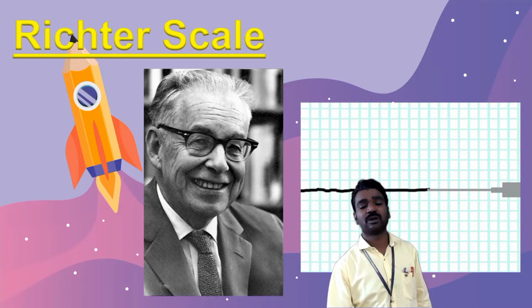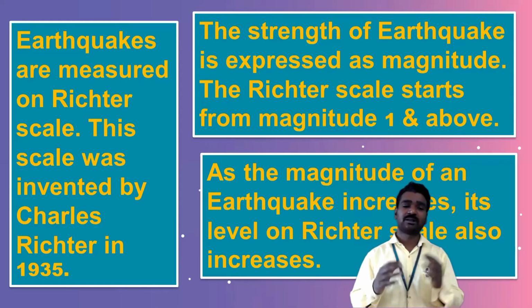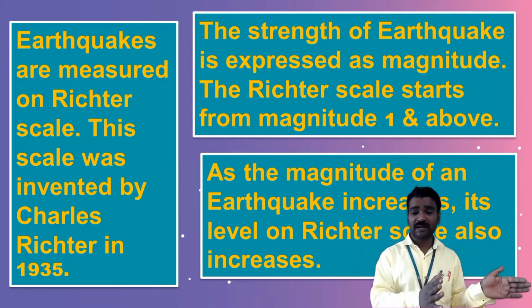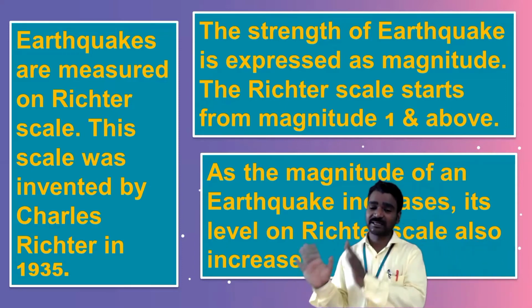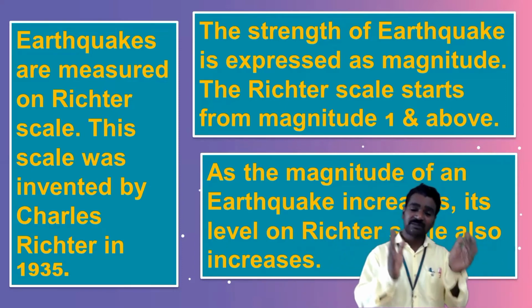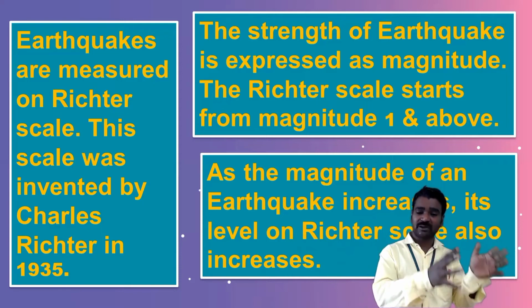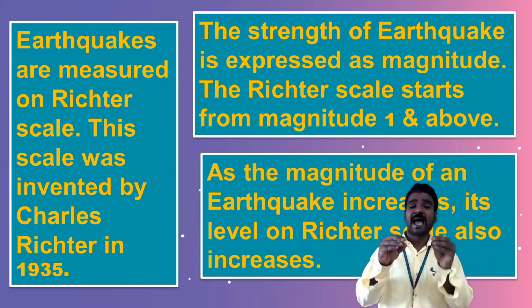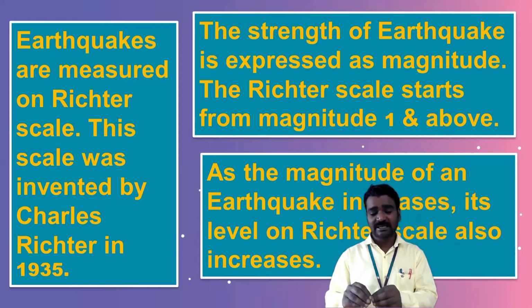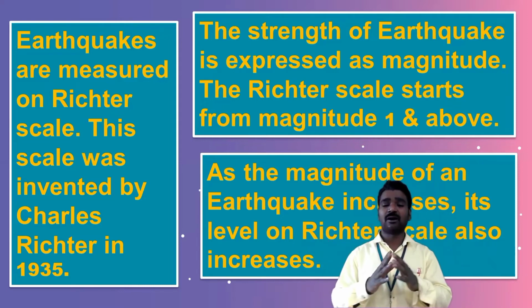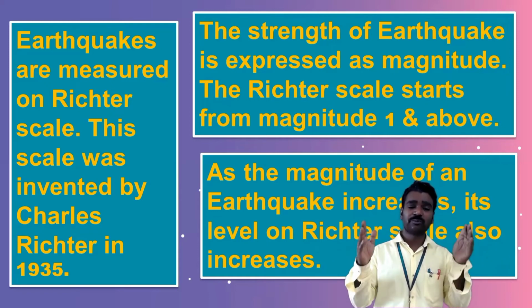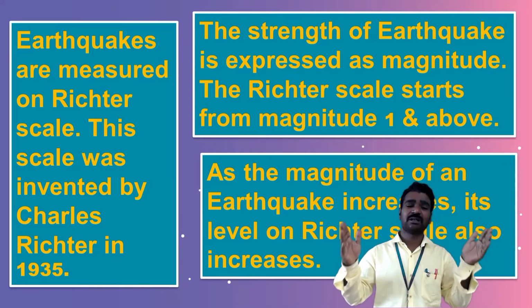So we'll see what is a Richter scale. Earthquakes are measured on the Richter scale. Seismograph is a different thing, and the Richter scale is a different thing. Seismograph is the instrument, the device which helps us record the details of the earthquake, and the Richter scale is the scale or instrument used to measure the intensity of the earthquake.